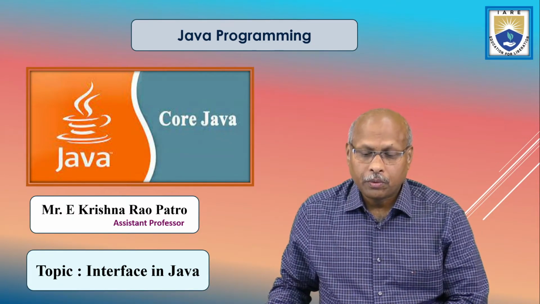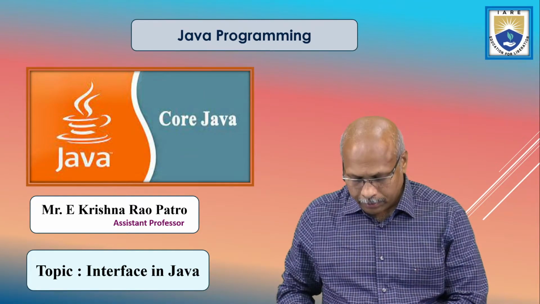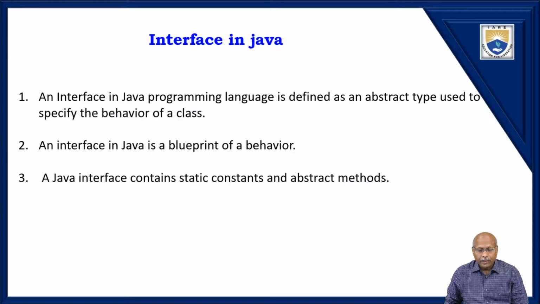Today I will discuss the interface concept in Java. How can we use interfaces in Java? An interface in the Java programming language is defined as an abstract type which is used to specify the behavior of the class. So interface is a special concept which allows you to represent any information in an abstract manner. If you want to represent any information in an abstract manner, you can use an interface also.